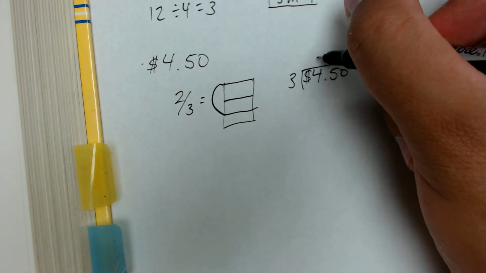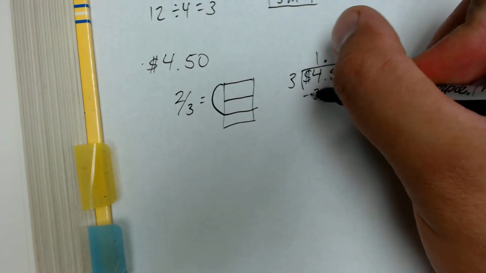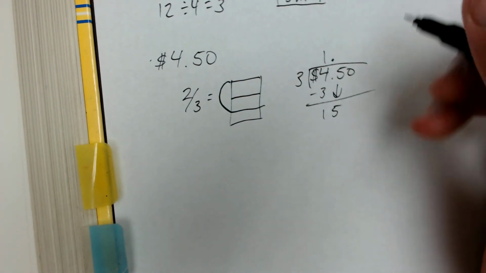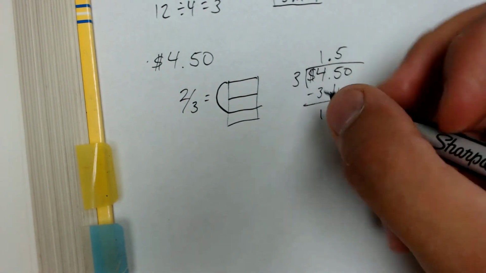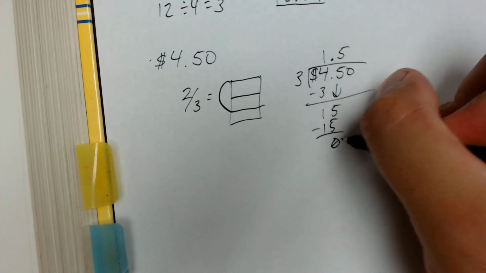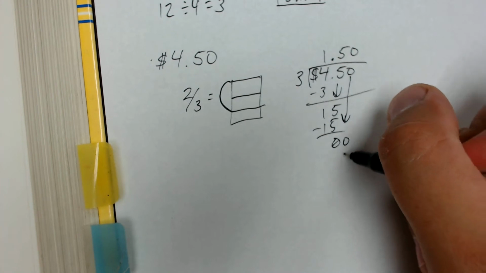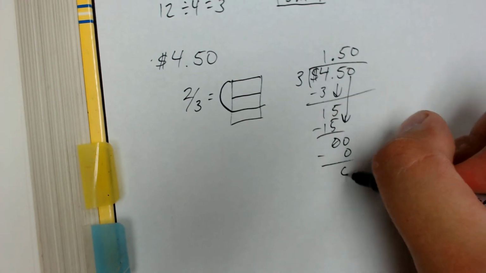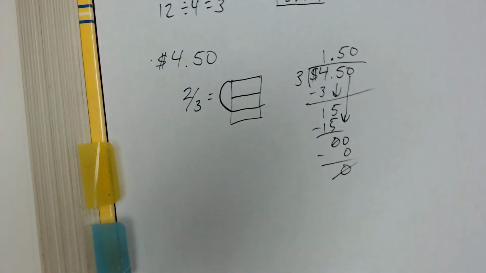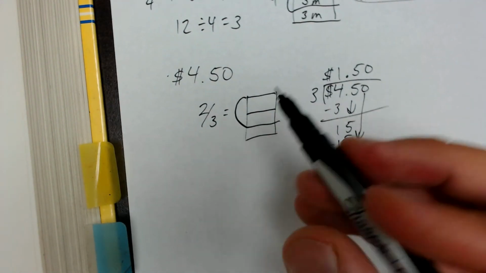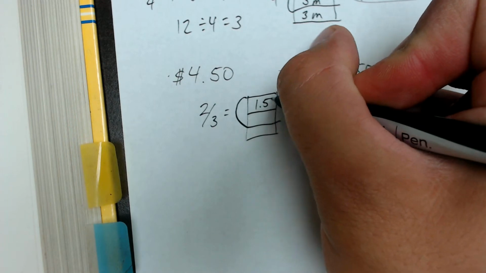3 goes into $4 one time. 1 times 3 is 3. Subtract, we have 1 left over. Bring down the 5. 3 goes into 15 5 times. 5 times 3, 15. Subtract, zeros out. Bring down our 0. 3 goes into 0 zero times. 3 times 0 is 0, and our final answer is $1.50. So each group has $1.50 in it.